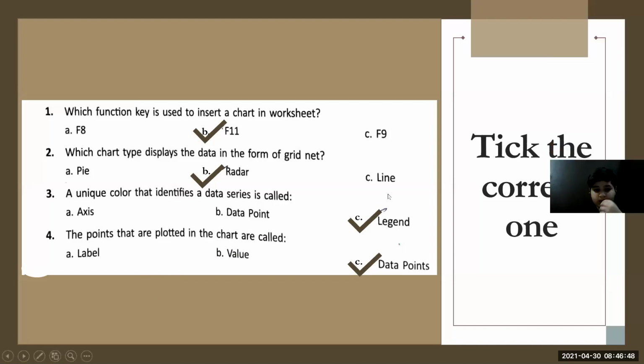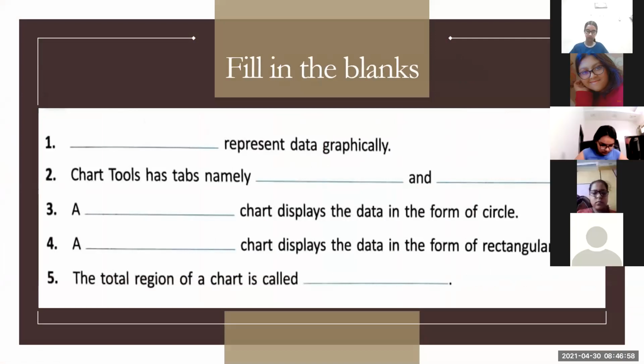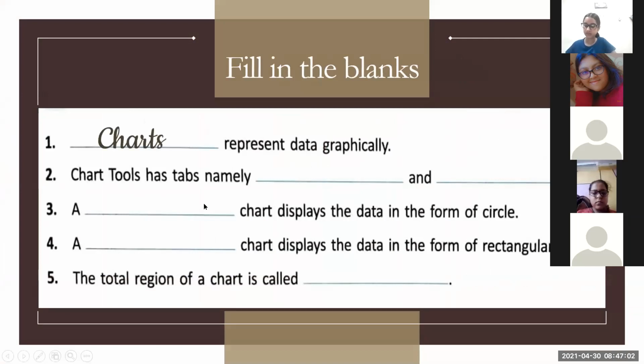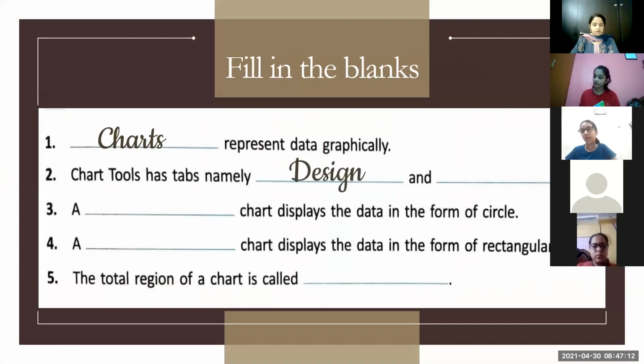Okay, next question is fill in the blanks. Dash represents data graphically. Charts. Charts represent data graphically. And chart tools has tabs. When we click on the chart, there are two tabs that appear under the chart tools heading. What are the two tabs? Format tab and Design tab. Right.